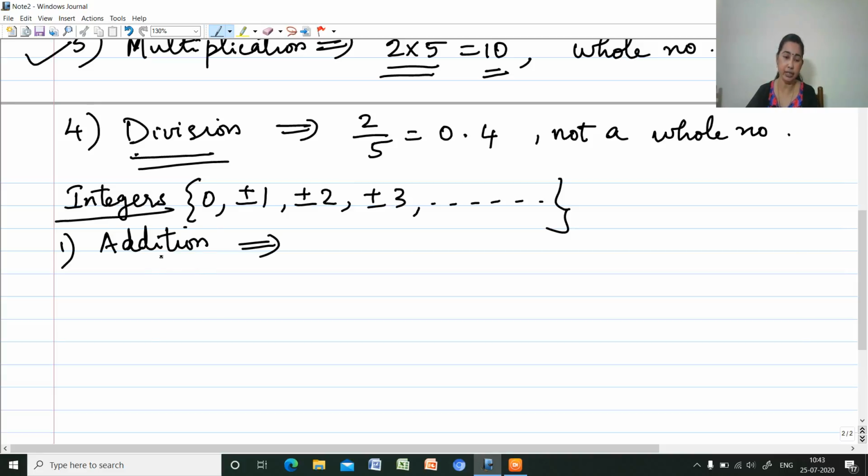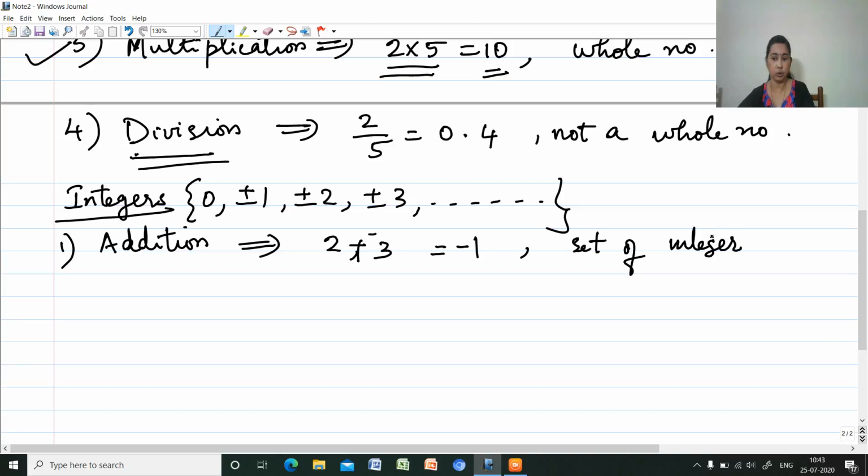So we'll check addition in the set of integers. If I'm adding two integers, let it be 2 and minus 3, I'll get minus 1. It is again in the set of integers itself. So closure property is satisfied for addition in the set of integers.